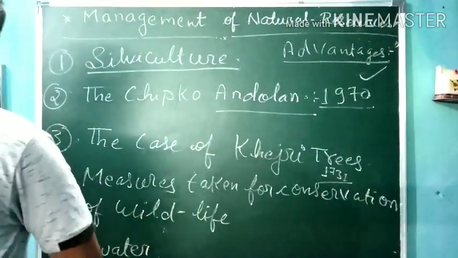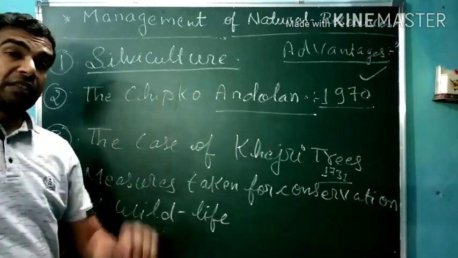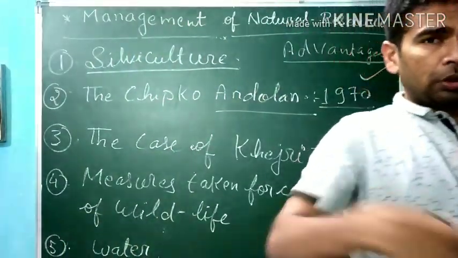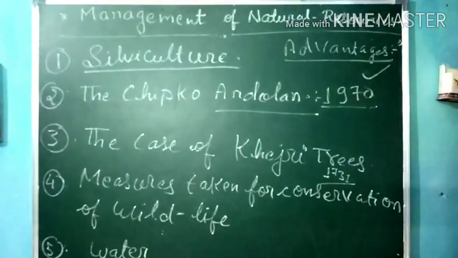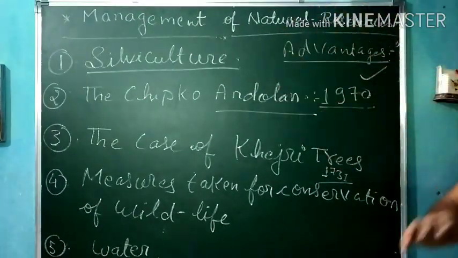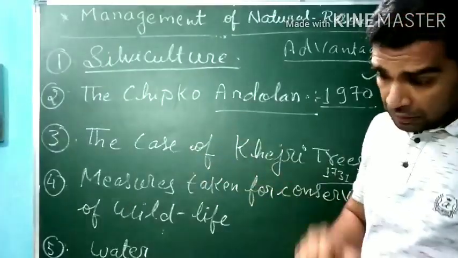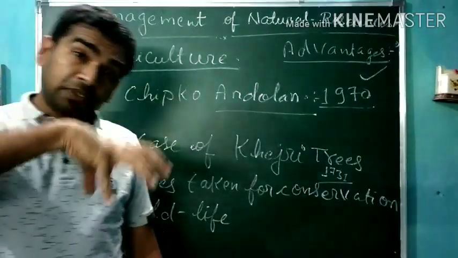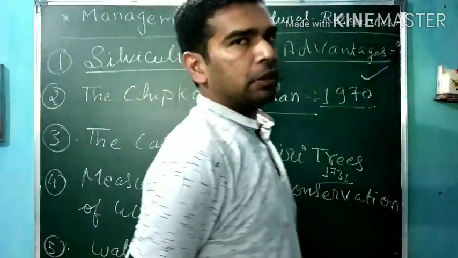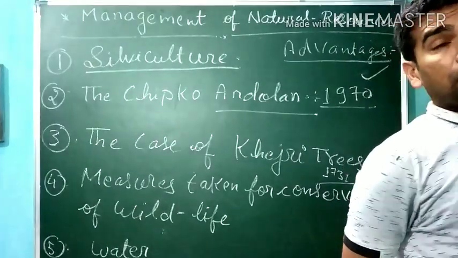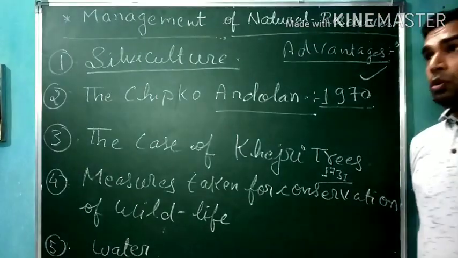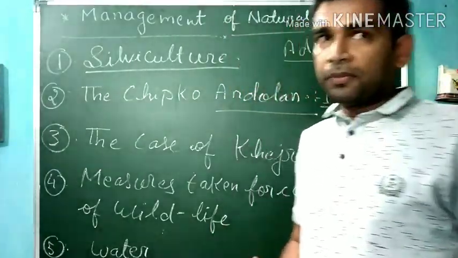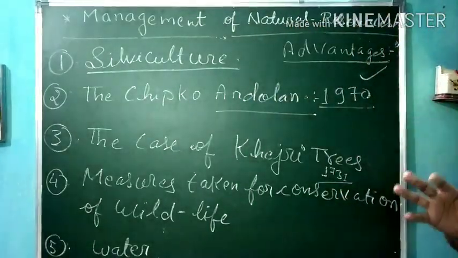It is a revolution, a movement which took place in Reni village in Uttarakhand in the Himalayan region, and it was a very huge revolution. What happened in this? When the industrialists went to that village to cut down the trees in order to set up industries and factories, the women of the village of Reni revolted against the cutting down of trees on a large scale, because they knew the effect of deforestation. They wanted to save the forest at any cost.